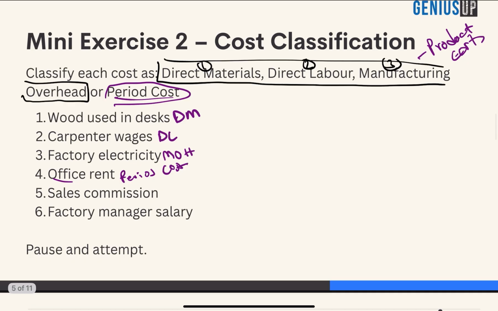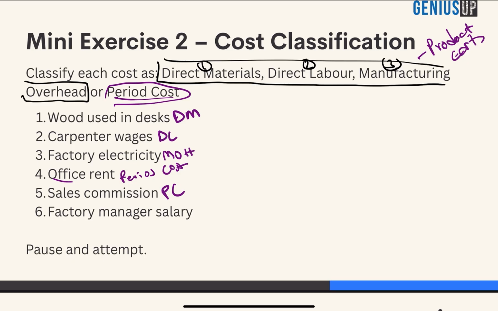And then we have sales commission. Sales commission, same thing, period cost. We're saying it's a period cost because it's not incurred in the production process. Key, right? This is a cost to sell the products after they've already been produced. Therefore, it's a period cost.